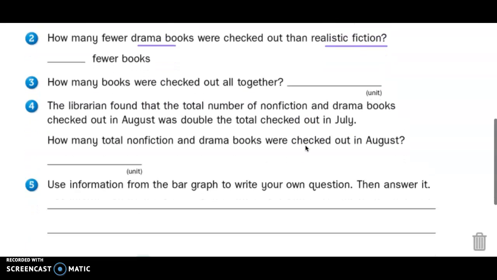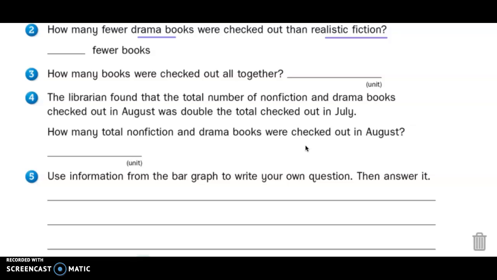Number 4, the librarian found that the total number of nonfiction and drama books checked out in August was double the total checked out in July. Oh boy. That means you need to figure out the number of nonfiction and drama together. That's your first step. Nonfiction and drama in July. Then what do we know about August? August was double the total of our July.